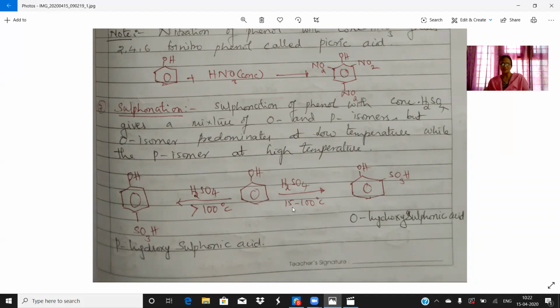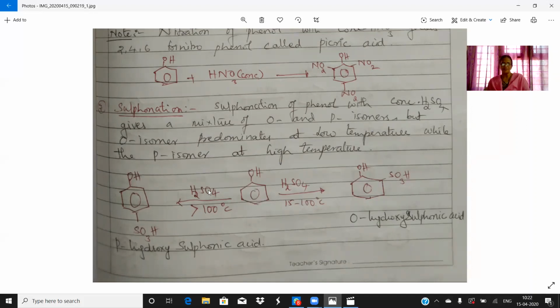Phenol, when it is treated with sulfuric acid at low temperature, about 15 degrees centigrade, gives the ortho isomer. This is ortho hydroxy benzene sulfonic acid. This is benzene sulfonic acid, and at the ortho position the hydroxy group is there. Therefore, it is ortho hydroxy benzene sulfonic acid. This is obtained at low temperature.